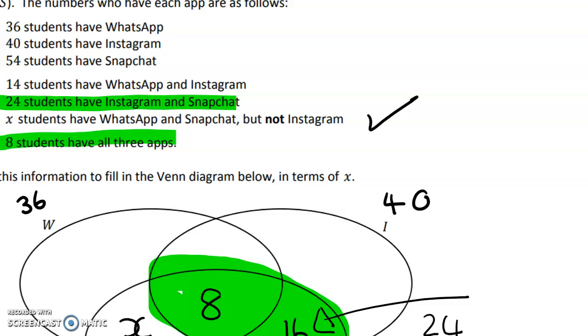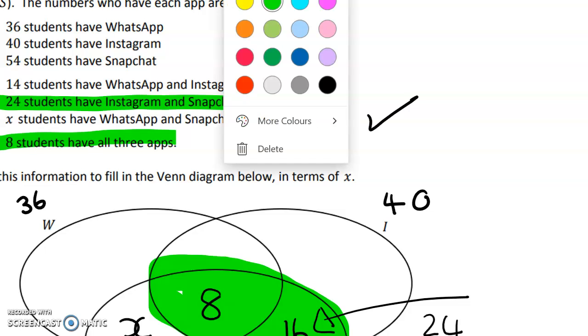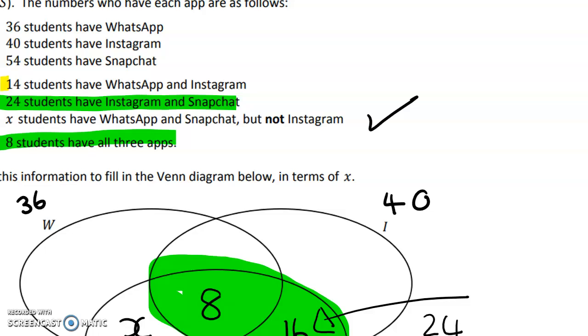Okay, and then after that, we're told that 14 students have WhatsApp and Instagram. I'll put that in a different color. So 14 students have WhatsApp and Instagram. 14 students will be all in here, including the 8. But the thing is, 8 of them are already gone in, aren't they? Because we put 8 there in the center. So to get the remaining part, 14 take away 8 equals 6.